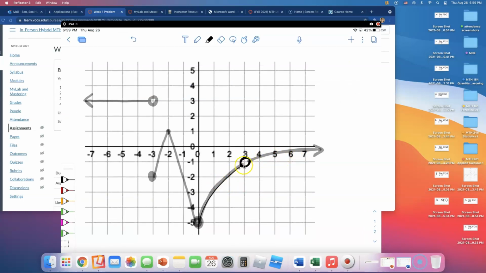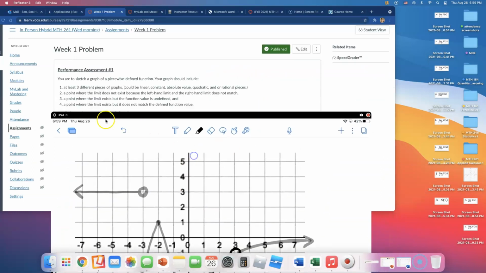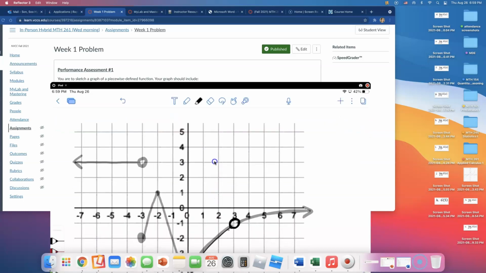It's like a hole in a graph. Okay, but we'll go back and use limit notation to write all these. All right, what's the fourth one? A point where the limit exists, but it does not match the defined function value. Now that's so tricky. So what we need to make is a limit, but the function value is somewhere else. I think we've seen an example like that before.